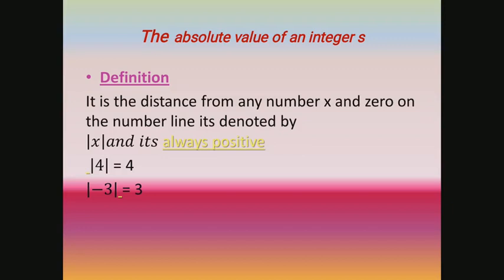The absolute value of negative 3 is negative 3? No, not negative 3. Why? Because the value of the absolute is always positive. And we say the absolute is the distance between any number and 0 on the number line. That means it is on the right-hand side of the number line. So the absolute value of negative 3 is 3.